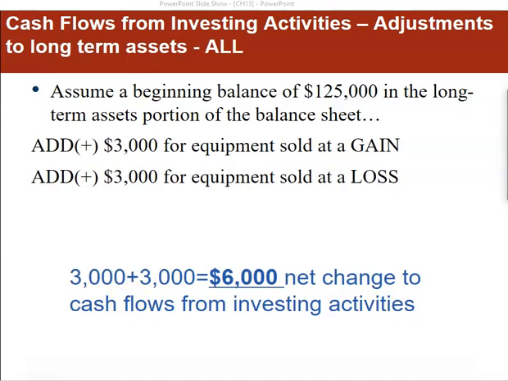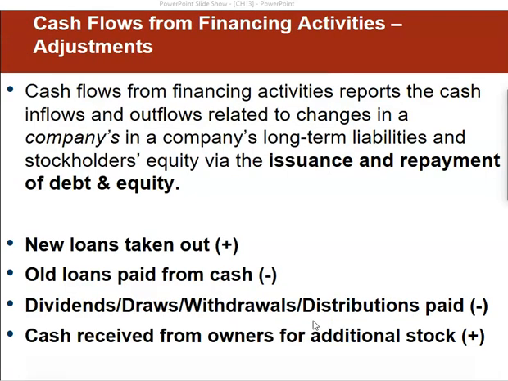So here we go. Summary. It says assuming a beginning balance of $125,000, we add $3,000 for the equipment sold at a gain, and we add $3,000 for the equipment sold at a loss. It doesn't say it here, but we also add nothing for the depreciation item. Okay, so 3,000 plus 3,000 is 6,000. That's the net change to cash flows from investing activities. So, cash flows from financing activities.